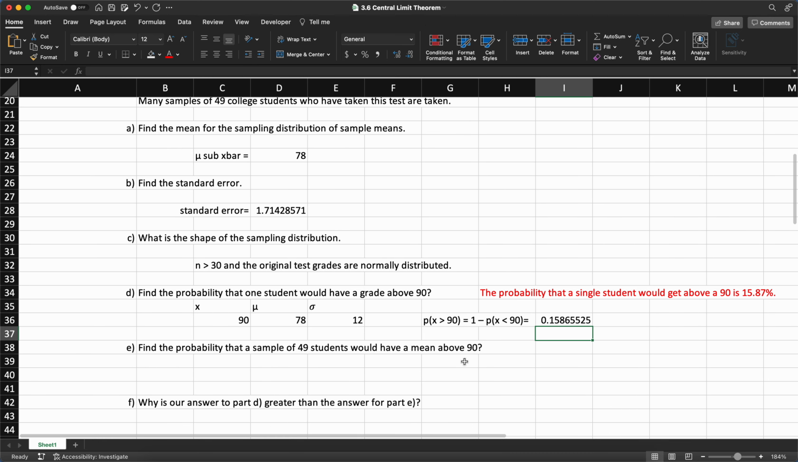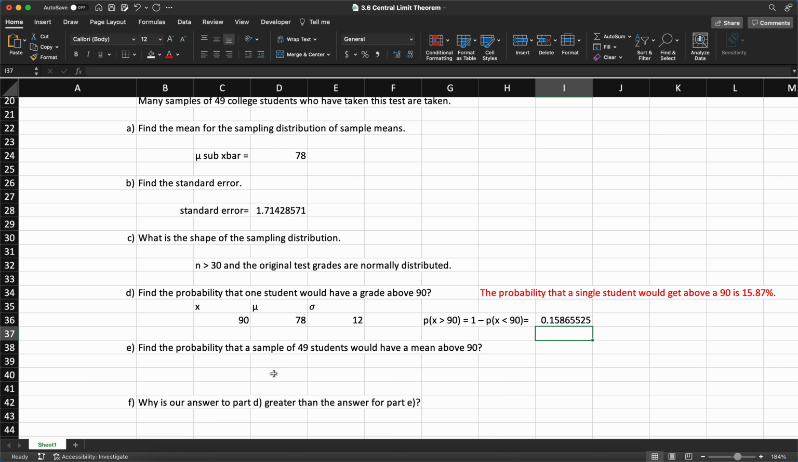Okay, so now I'm going to take 49 students out of the population. Each one of them has taken this test. I'm going to ask them what they got on the test, and then I'm going to take all their scores and I'm going to average them.